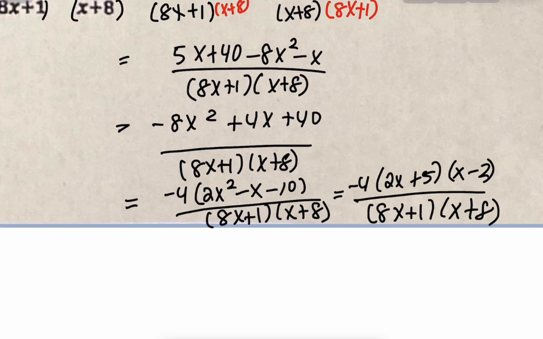Now, at this point, and only at this point, if we had a factor on top that matched a factor on the bottom, would we do something about it? Now that we see all the factors, there is no numerical component of 4 that we can cancel out. There's not a 2x plus 5 that matches anything, or x minus 2, or any of those pieces. So that is our final answer.